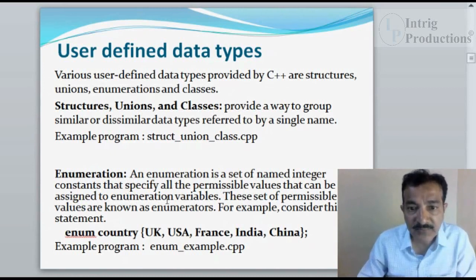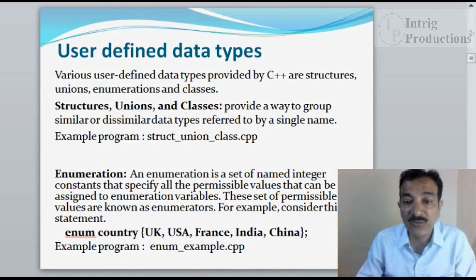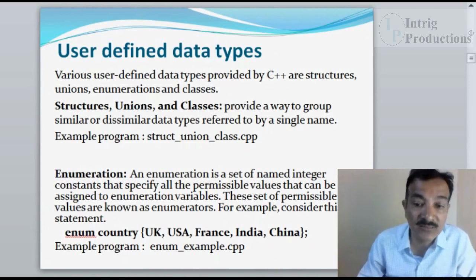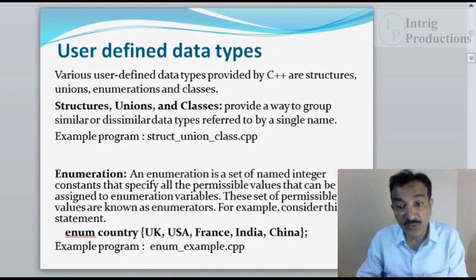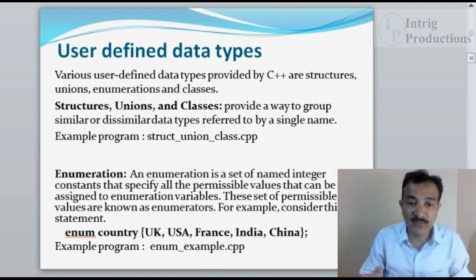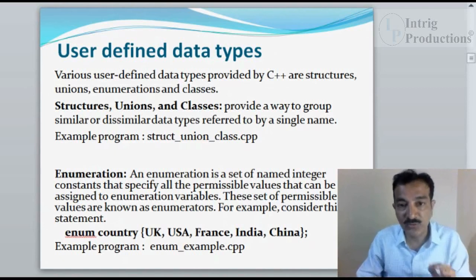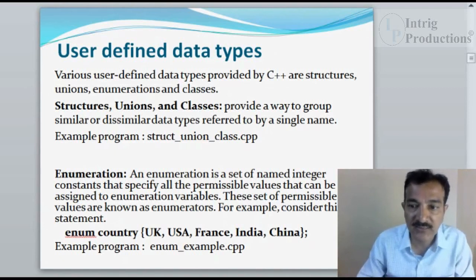Next is the enumeration data type. An enumeration data type is a set of named integer constants that specify all the permissible values that can be assigned to an enumeration variable. This set of permissible values are known as enumerators. For example, consider the statement enum country. The country variable can have UK, USA, France, India, and China. So only these you want to enumerate, then you can use an enumeration data type. I'll show you with an example so you will understand in greater detail.